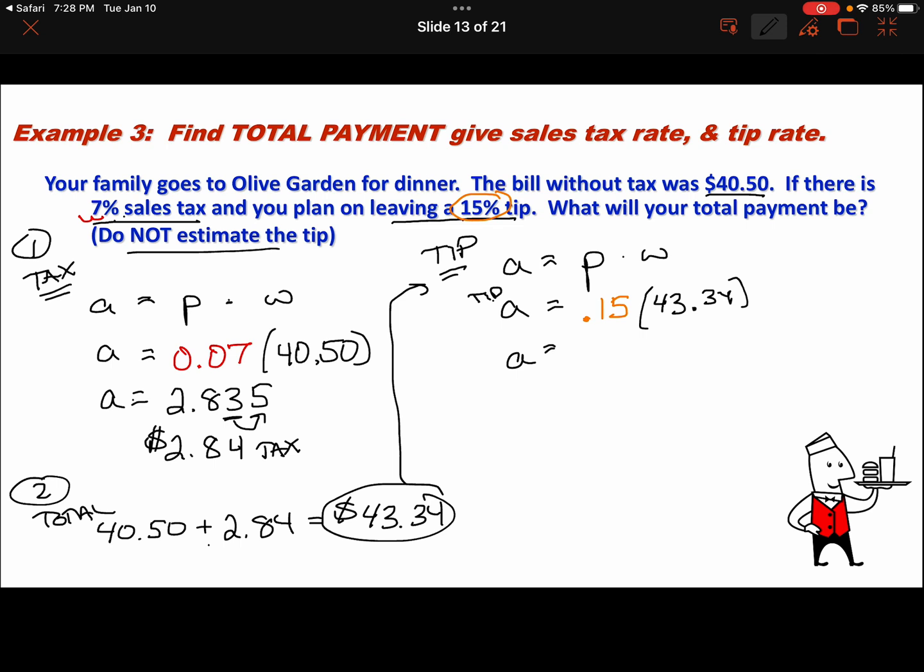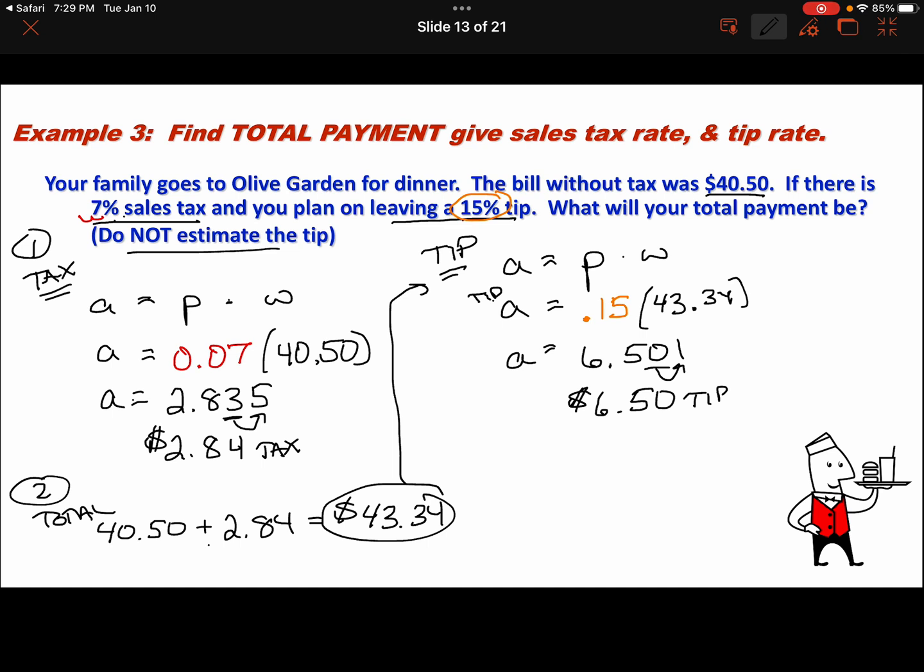And so we take our calculator and we multiply 0.15 times 43.34, and you will get 6.501. You're going to underline the 0 because that's in the hundredths. Behind the 0 is a 1, so the tip is going to be $6.50. This would be our tip that we're now leaving.